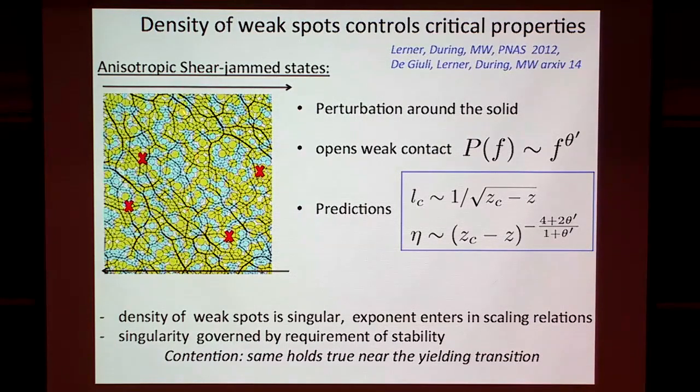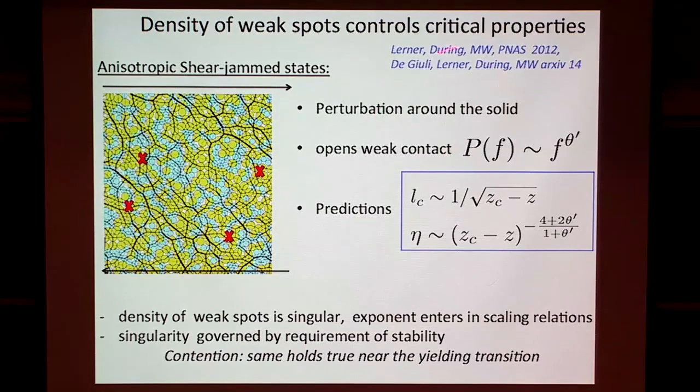Like a jammed configuration to which you give a kick. By kick, I mean an additional shear stress. So if you give an additional shear stress to this system, the forces in the system are going to change, and some forces are going to be negative, and those contacts are going to open. Those are those red crosses here. So those contacts are going to open, and then you can flow.